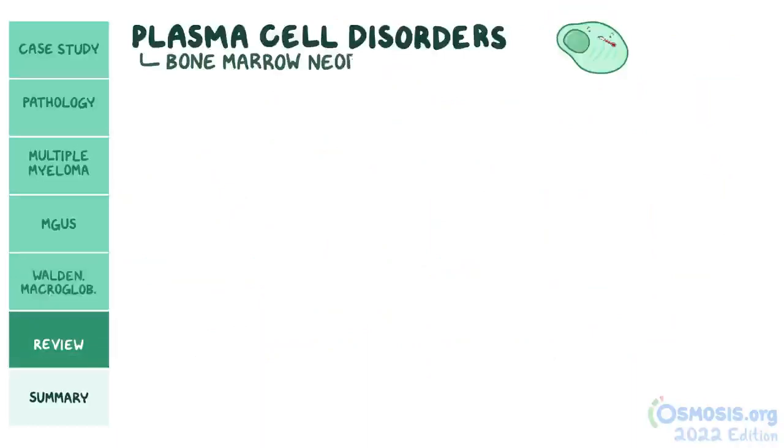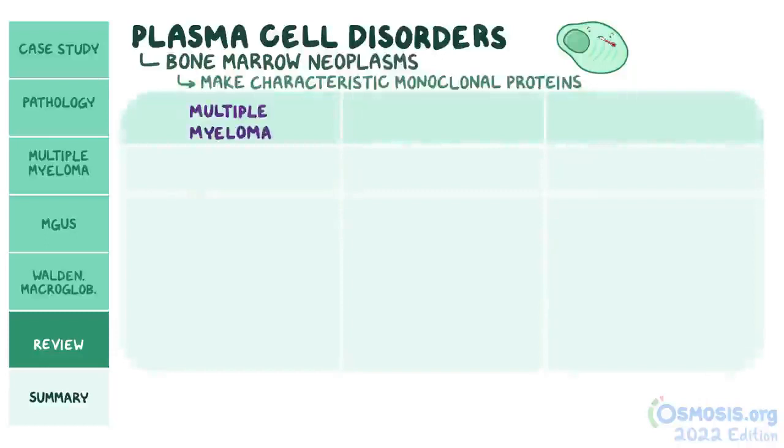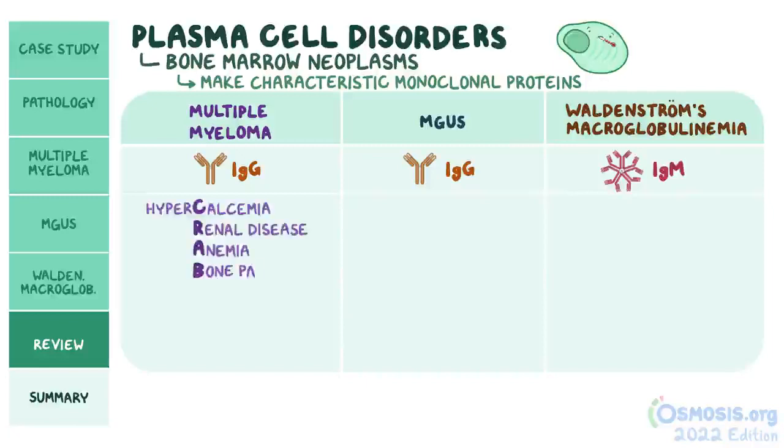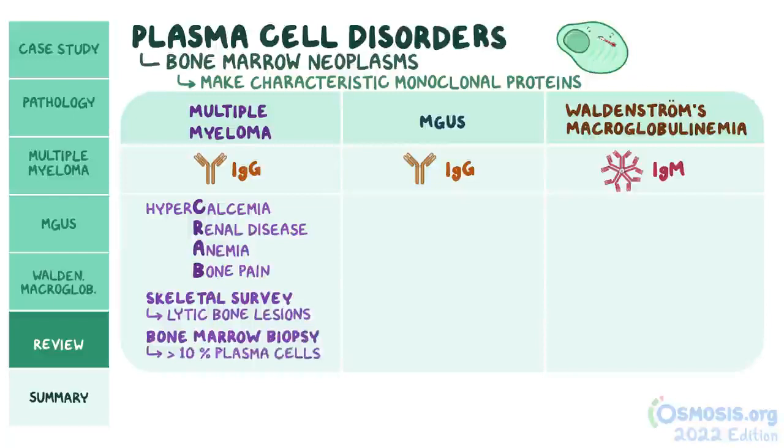Okay, to review. Plasma cell disorders are a group of bone marrow neoplasms that make characteristic monoclonal proteins. They include multiple myeloma, which usually makes IgG, monoclonal gammopathy of undetermined significance, or MGUS, which also makes IgG, and Waldenstrom's macroglobulinemia, which usually makes IgM. Multiple myeloma patients present with CRAB symptoms, which are hypercalcemia, renal disease, anemia, and bone pain. A skeletal survey shows lytic bone lesions, and a bone marrow biopsy reveals more than 10% plasma cells.